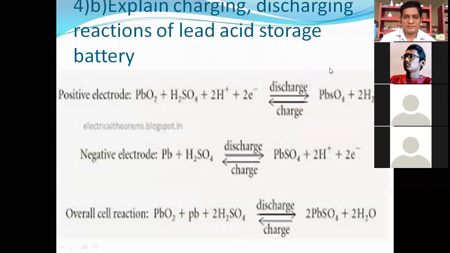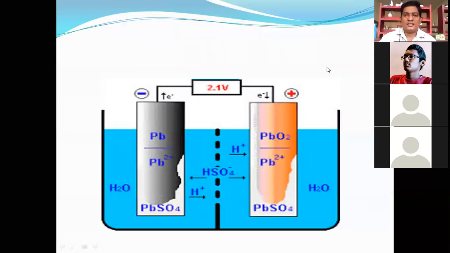Now see here, the schematic representation of secondary storage cells of lead oxide. Lead gives rise to Pb2+, which is oxidation. PbO2 gives rise to Pb, which is known to be reduction. Okay, what is the oxidation?